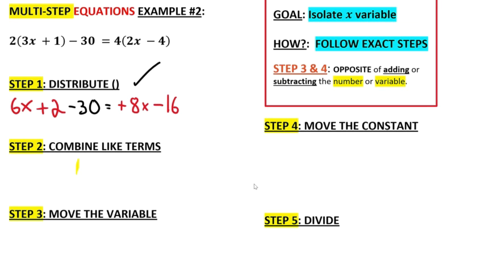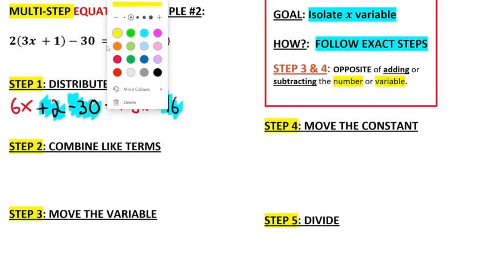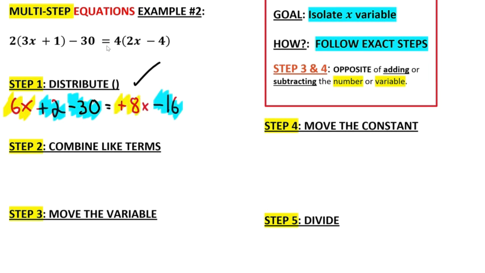Let's take a look now at step number 2, combining the like terms. I like to, as always, do a little coloring. We got plus 2, negative 30, and negative 16 is on the other side, so we can't touch that. And we have 6x and 8x, so they can't combine, but we can combine the numbers. So now we have 6x, and positive 2 minus 30 is negative 28, and 8x minus 16.